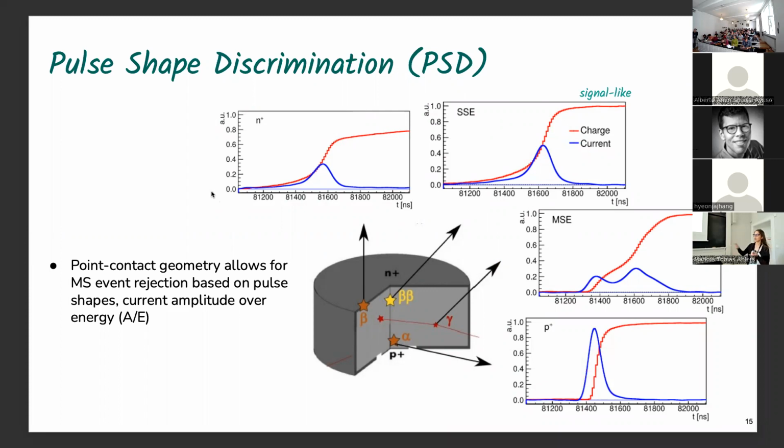It's the opposite for the betas: in that case they have to reach the P+ contact and they would be slow pulses. So looking at this plot, and in particular at the current amplitude over the energy, this observable, we can discriminate these kinds of signals. So we can cut them and keep just the single-site events.